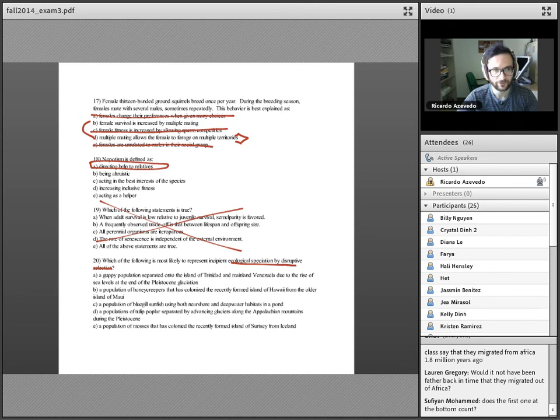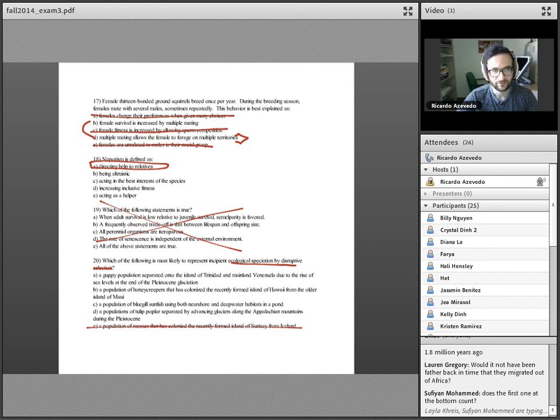They breed once a year. Survival increase, fitness increase by allowing sperm competition. Sperm competition is not going to increase female fitness. So we are between B and D. The most plausible one is D.